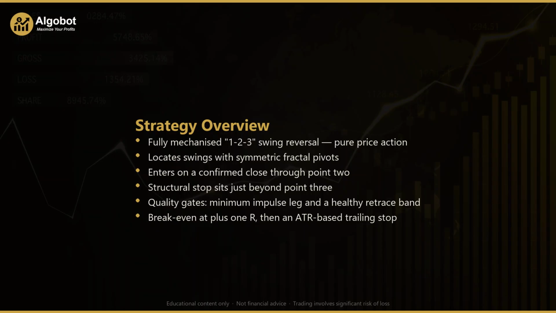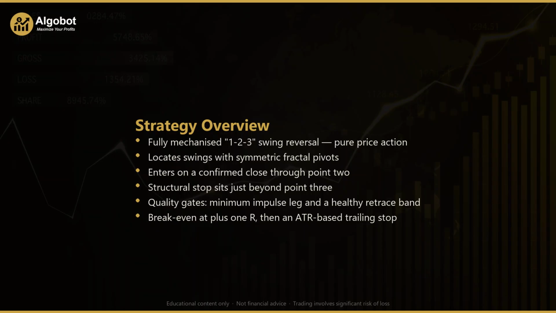To find those swings objectively, the EA uses something called symmetric fractal pivots. A pivot high is simply a bar whose high is the strict local extreme compared with a set number of bars on each side, and a pivot low is the same idea in reverse. The number of bars required on each side is controlled by the pivot strength setting, which defaults to 3. The strategy only ever looks at the last 3 alternating pivots, so the pattern is always a genuine low, high, low, or high, low, high sequence.